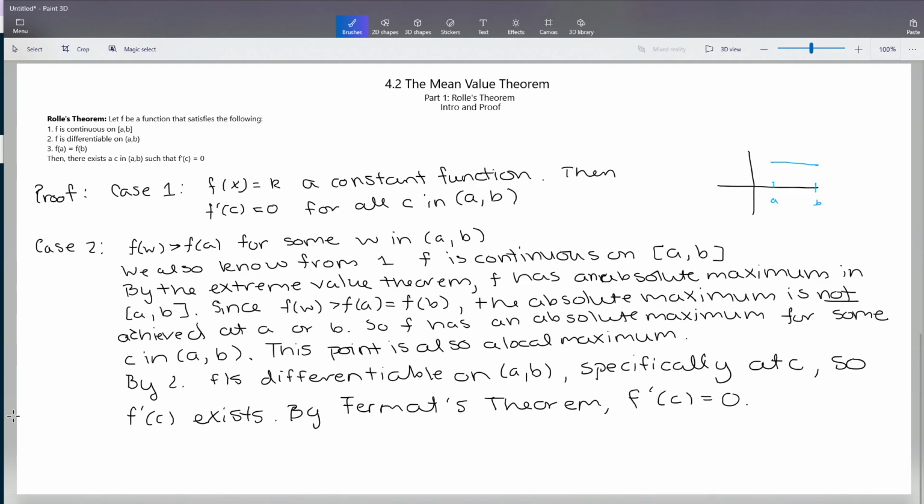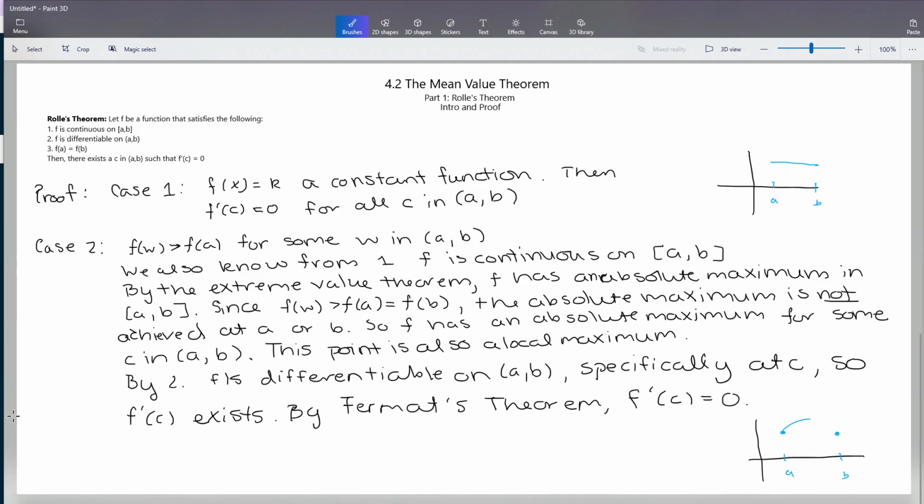So let's take a look at what's going on graphically. Again, we have our values a and b, and we know that the y value at those two points is equal, just like that. In this example, we're describing that there's a maximum on this interval, in the interior of the interval, meaning that there's some point that's higher than the endpoints.